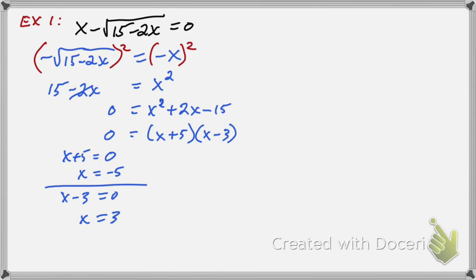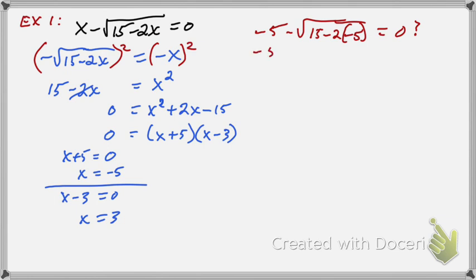But we have a potential problem. Anytime we square something like we did, we might introduce what's called extraneous solutions, meaning, yeah, you got a solution, but it's not valid. It doesn't work. So we have to check these anytime we're squaring something. So I'm going to take my negative 5 and plug it into my original. So I've got negative 5 minus the square root of 15 minus 2 times negative 5. Does that equal 0? That's the question we're asking when we're checking this.